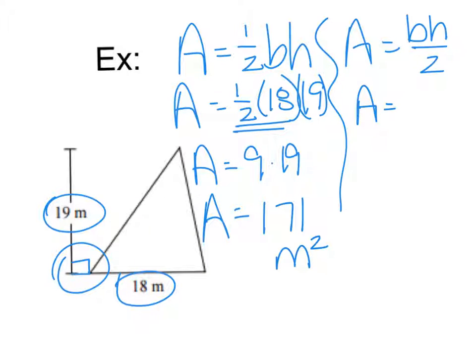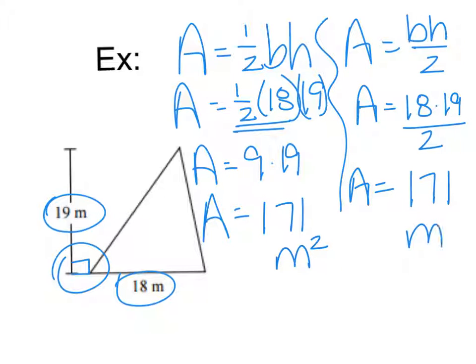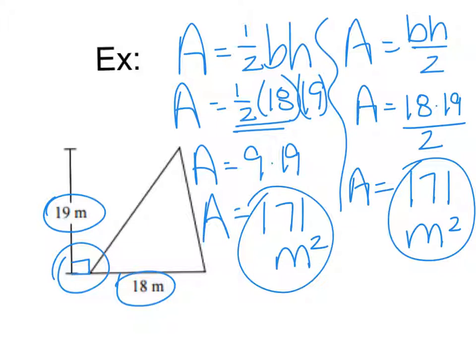If we were to do the second version, which is probably what you'd more likely do if you were using a calculator, we would have 18 times 19. Then we're going to want to hit the equals or enter sign, divided by 2, just to be sure that the calculator does what you want it to do. And so we're going to still get 171 meters squared. Either way, we're going to find the same answer. Like I said, for mental math, the first way is probably better. For calculator-wise, the second way is probably better.